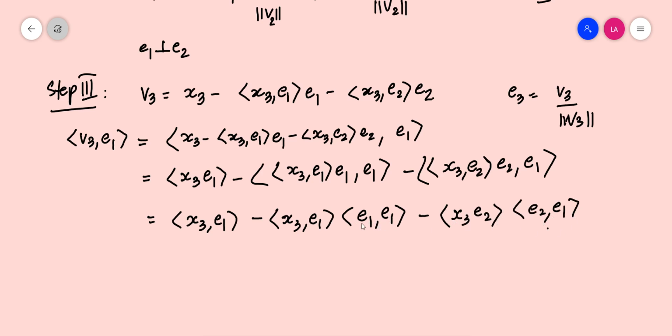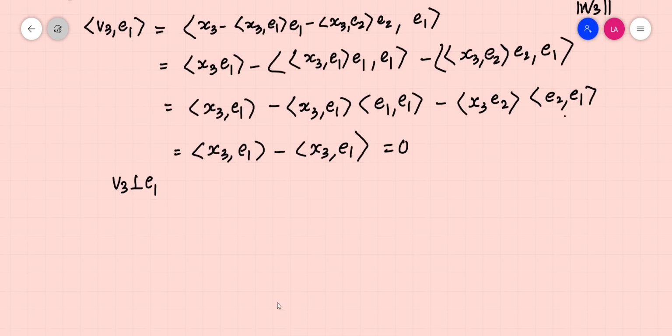Norm of e1 is equal to 1, so the inner product of e1 and e1 is 1. So this should be equal to inner product of x3 and e1 minus inner product of x3 and e1, which should be equal to 0. So V3 is actually orthogonal to E1. Similarly, V3 is orthogonal to E2 as well.